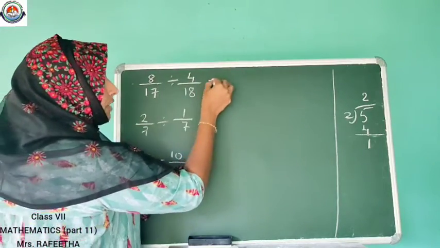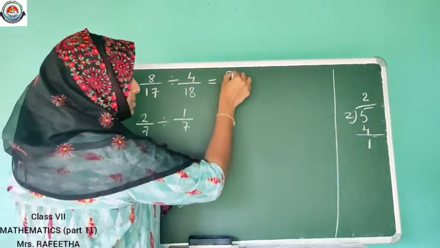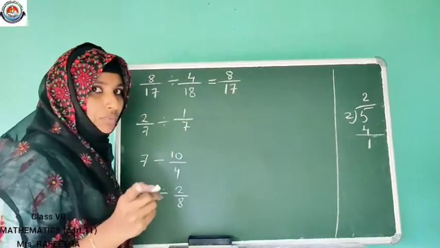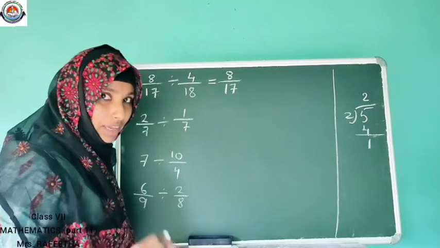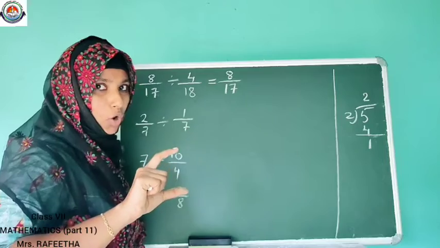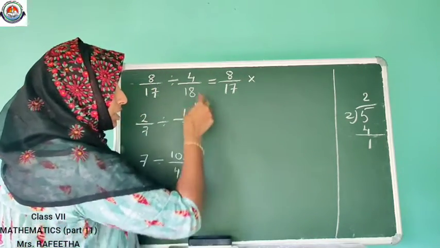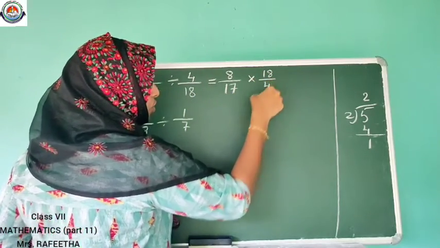First, what do we want to do? We want to write the same first fraction, that is 8 by 17. Next, instead of this division, what do we want to write? Yes, multiplication. Then for the following fraction we want to write its reciprocal. So instead of division we write multiplication, and 4 by 18 becomes 18 by 4.